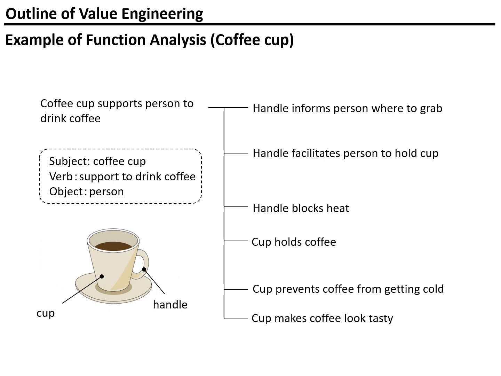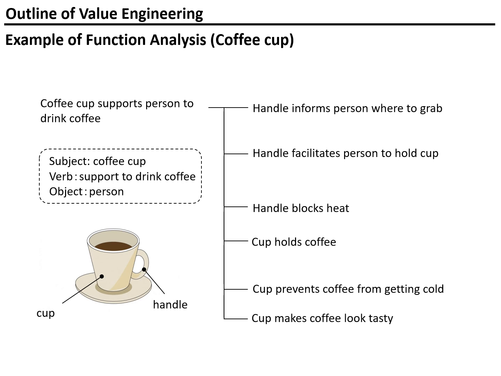Then by performing function analysis, this function, coffee cup supports person to drink coffee, could be broken down into some functions. Handle informs person where to grab. Handle facilitates person to hold cup. Handle blocks heat. Cup holds coffee. Cup prevents coffee from getting cold. Cup makes coffee look tasty. I think this is what I have come up with so far for the breakdown of the function of a coffee cup.